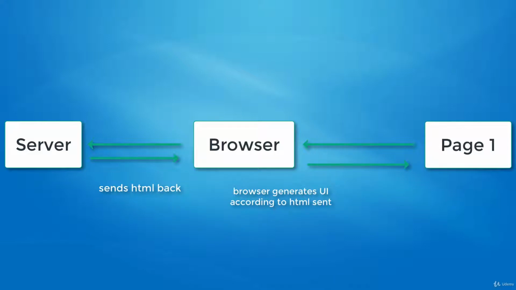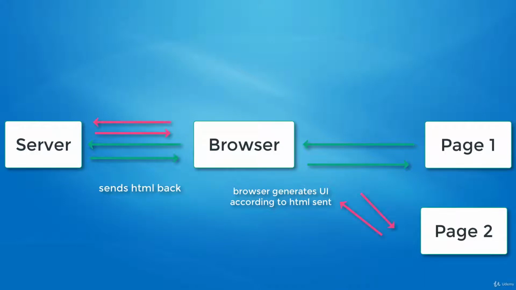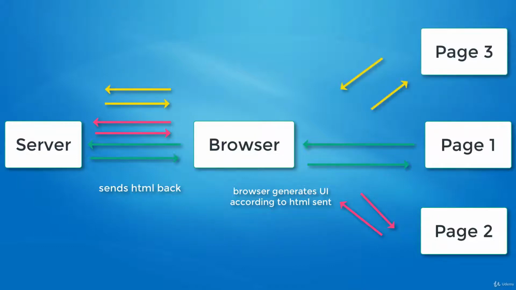As you navigate through the website to visit another page, once again, the browser makes a new request to the server, which sends back a response in the form of HTML, and the browser generates the UI for the new page you just visited, so on and so forth. For every page you visit, the browser has to keep making requests to the server in order to generate the appropriate HTML. However, with the React Router, we can create a single-page web application.